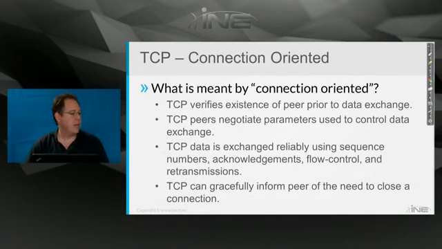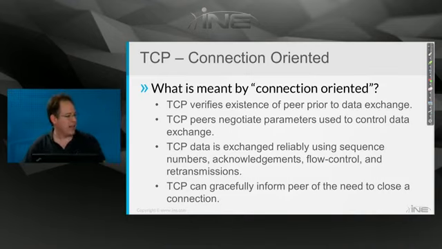So what is meant by connection-oriented? We've talked a little bit about this. TCP verifies the existence of a peer prior to data exchange. So it actually sets up what's called a three-way handshake. We're going to go through that. Part of the purpose of the three-way handshake is to say, hey, server out there, do you exist? Can you let me know that you're actually there?